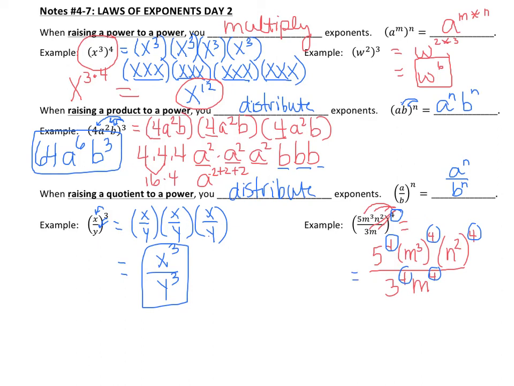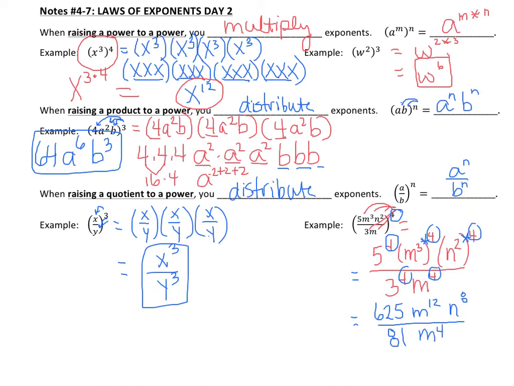5 to the 4th power, you can do that on your calculator, but it comes out to be 625. m to the 3rd to the 4th power, so remember we've got a power to a power, which means you're going to multiply those. So I had m to the 12th. And then n squared to the 4th power, you would multiply those, so you would end up with n to the 8th. Over 3 to the 4th power, you can use your calculator for that. That gives you 81. And then m to the 4th power, so that's just going to stay here.